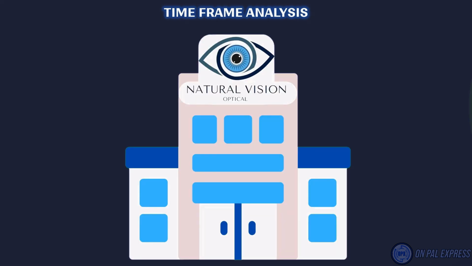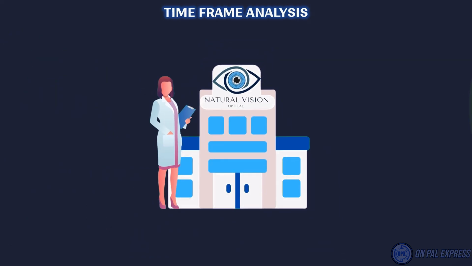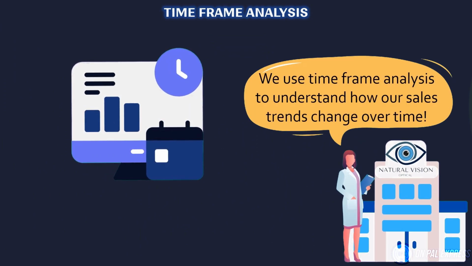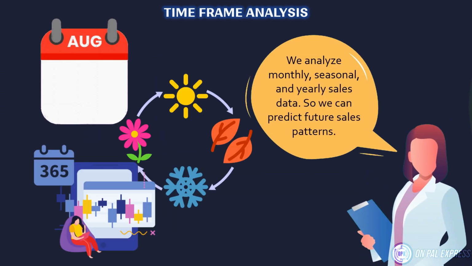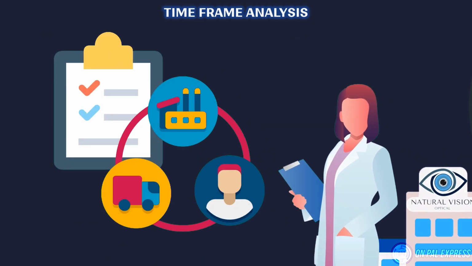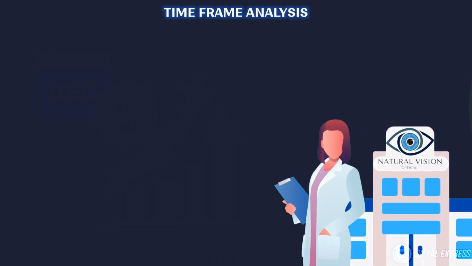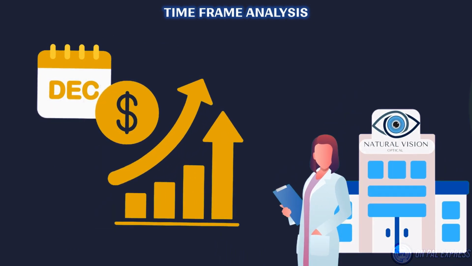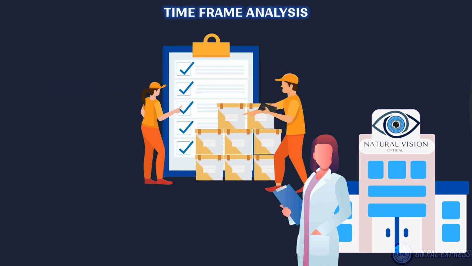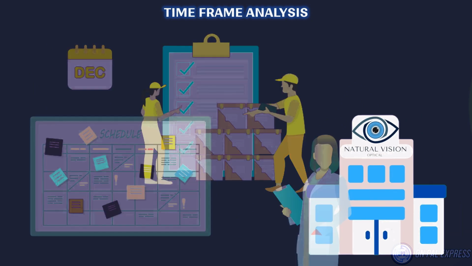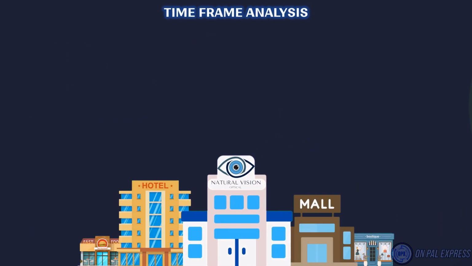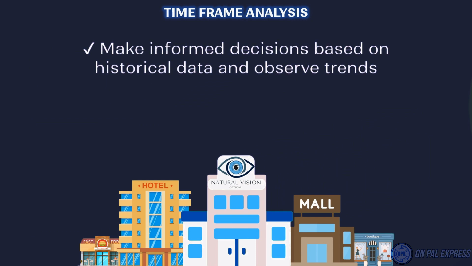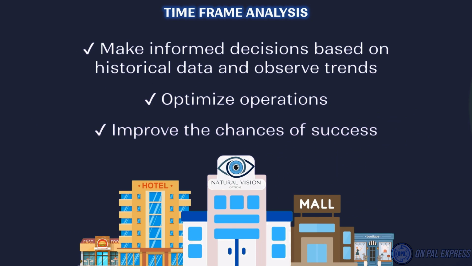For example, Natural Vision Optical, a clinic, often uses time series analysis to understand how their sales trends change over time. By analyzing monthly, seasonal, and yearly sales data, they can predict future sales patterns. This allows them to plan inventory and staffing levels accordingly. For instance, if a store observes an increase in sales every December, they can prepare by stocking more products and scheduling extra staff during that month. This type of analysis helps businesses make informed decisions based on historical data and observed trends, optimizing their operations and improving their chances of success.